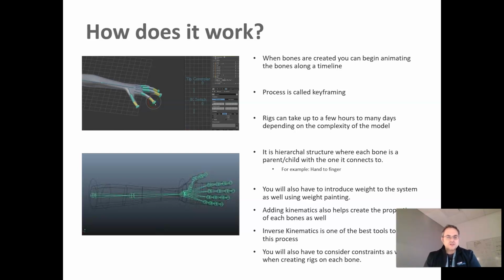It is hierarchical, because each bone has a parent and child to each one it connects to, for example, to a hand, to a finger. You also have to introduce weights if you need it, to add constraints if some parts are heavier than others. You can also use kinematics to help create the properties of each bone, and inverse kinematics is one of the best tools to utilize to help develop this process. You also have to consider the constraints along those elements.